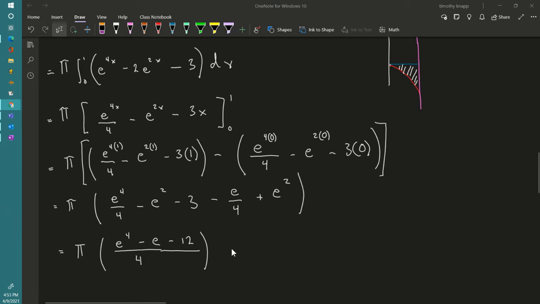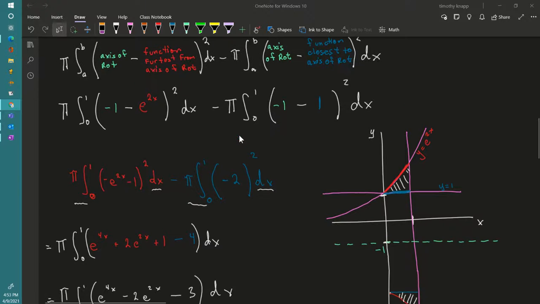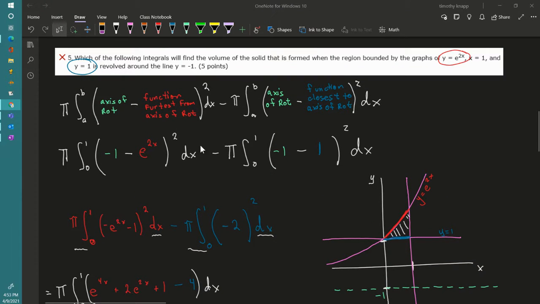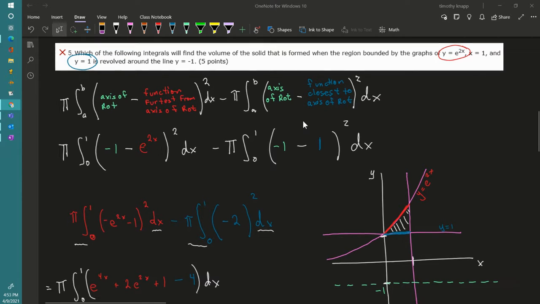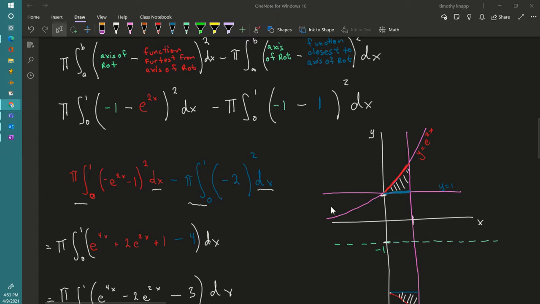I did this in a hurry. Hopefully, I didn't make any mistakes in this area. But more or less, I think the part I wanted to focus on was this here, how to actually set these guys up. And so it's axis of rotation minus the furthest function, and then over here is axis of rotation minus the closest function. And if you do it like this, you'll always end up getting a proper volume, even if your axis of rotation is shifted. And by the way, if your axis of rotation is the x-axis, you actually just write a 0 right here and here.